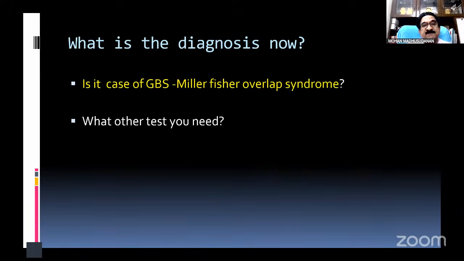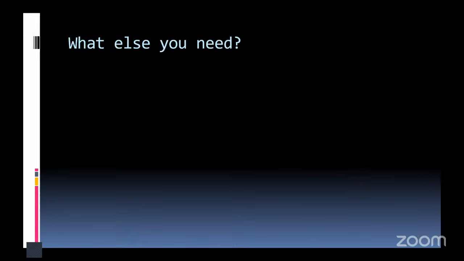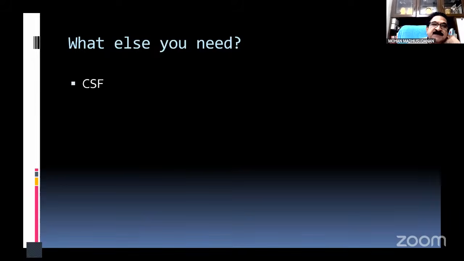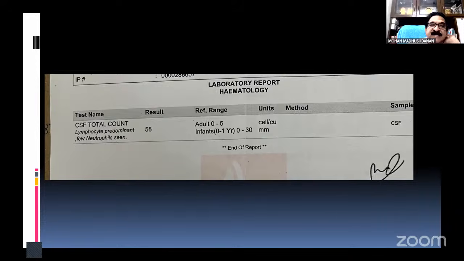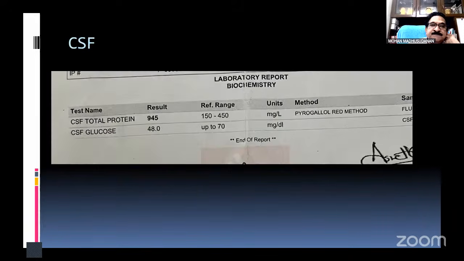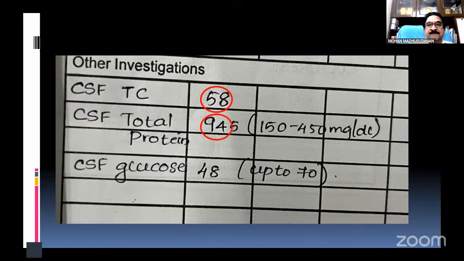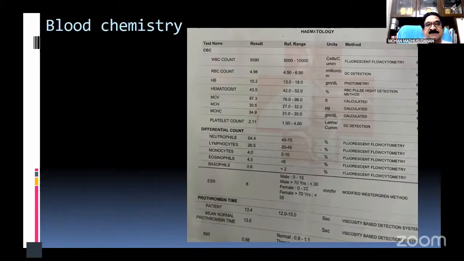Okay, so is it a case of Miller-Fisher overlap syndrome? Now, what other tests do you need? Anti-GQ1b antibody test, and CSF also, no? Yes, sir. CSF showed 58 cells, lymphocytes, and the protein is not 945, it's only 94 because it is reported as milligram per liter, not deciliter. So actually the protein value is 94.5, glucose normal. The blood parameters, ESR, are also normal.